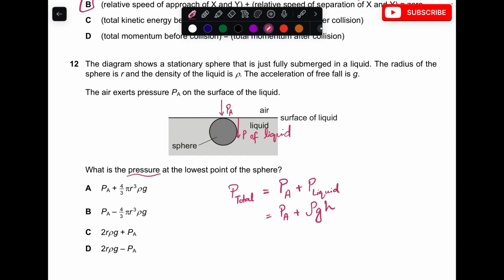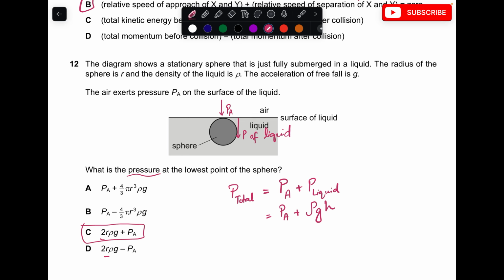But we don't have the height in any of the options in this form, so we have to convert this. How can we convert? We don't have the height in any of the relations, so we have to change the height. We know this is given in the form of 2r. So what looks correct to me is C.